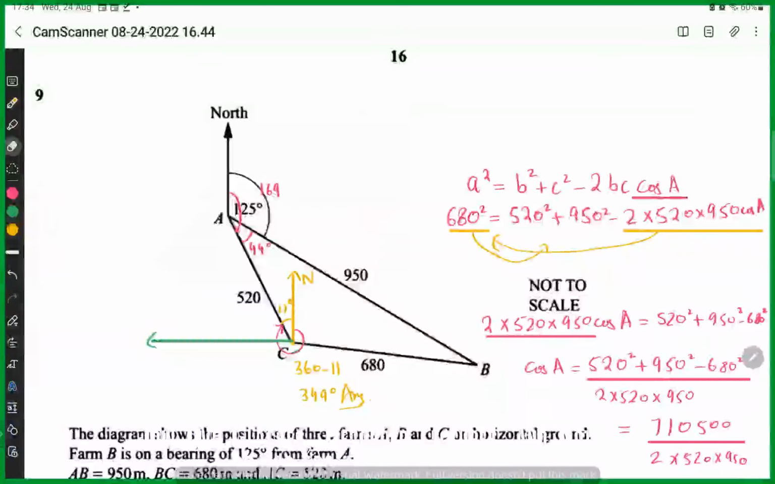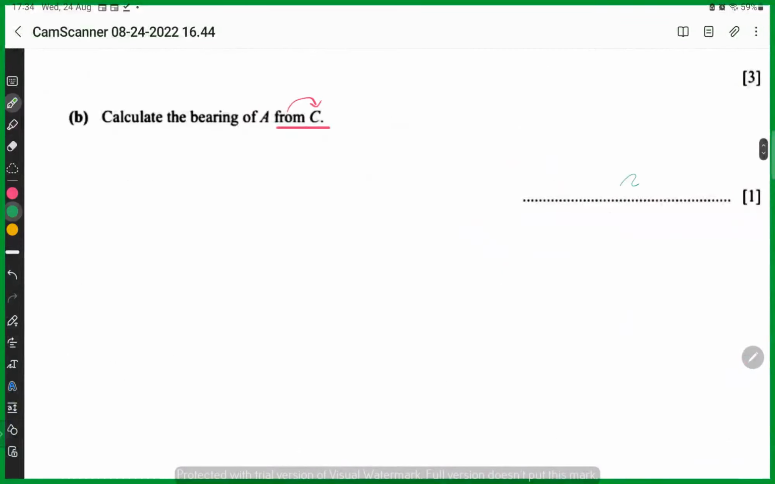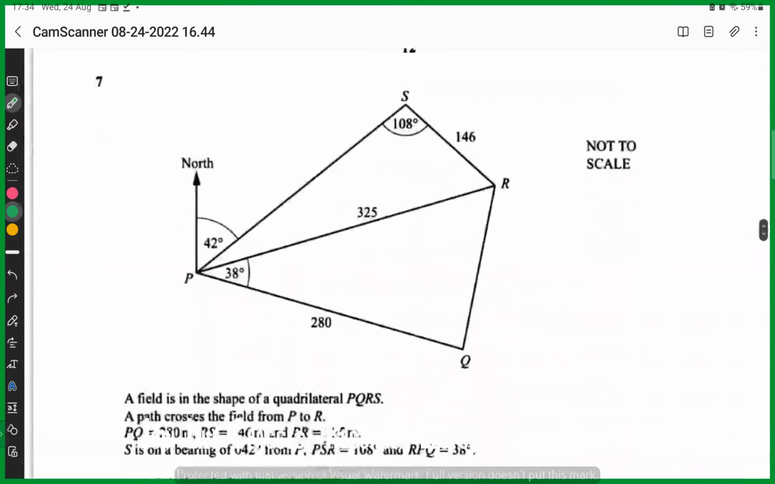Now let's talk about the next question. So this turned out to be 349, and we won't be writing the degree part. Also you can just skip this degree part. Just write it down this way, 349. Now, let's talk about this second question.